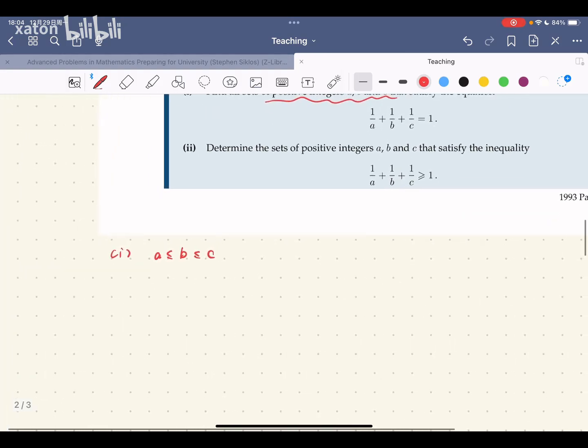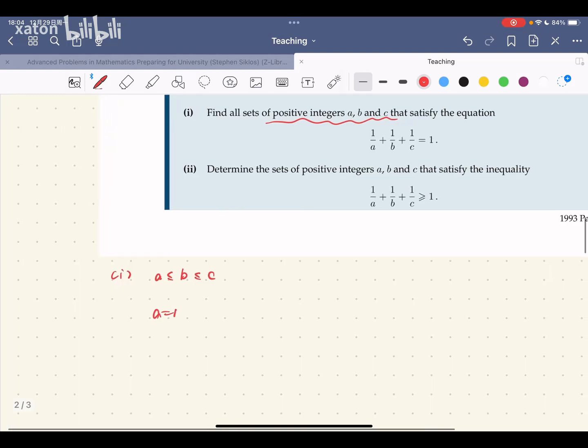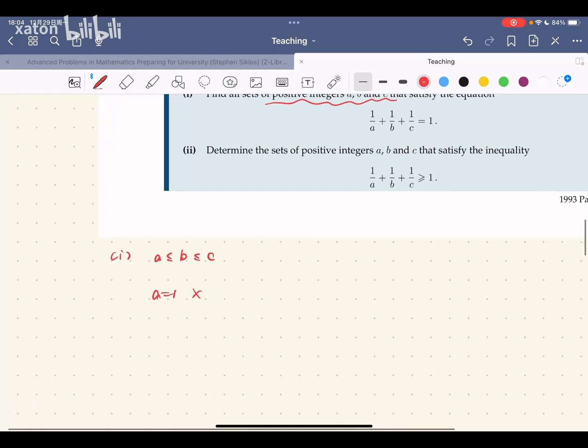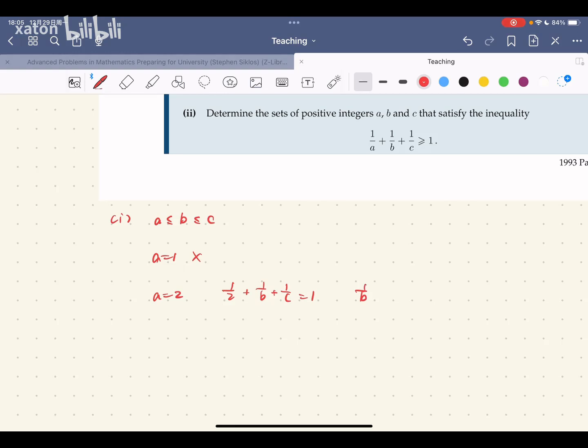Okay, let's go. Let's start with a equals 1, and this is clearly impossible because 1 equals 1 plus something, and b and c cannot be 0, of course. So it's impossible for the a equals 1 case. Then let's say a equals 2. That turns into 1 over 2 plus 1 over b plus 1 over c equals 1. Let's just say 1 over b plus 1 over c equals 1 over 2.